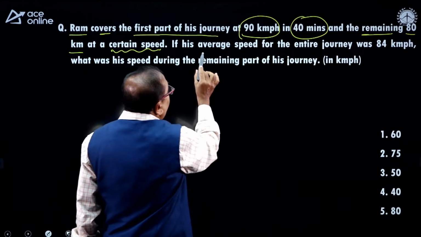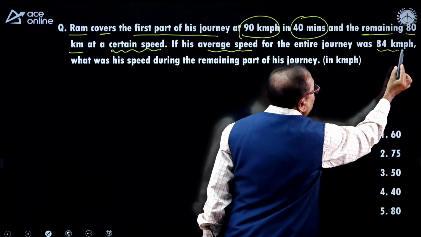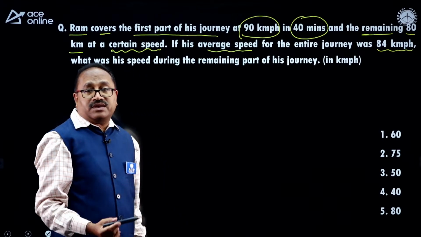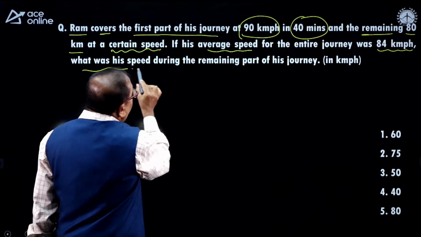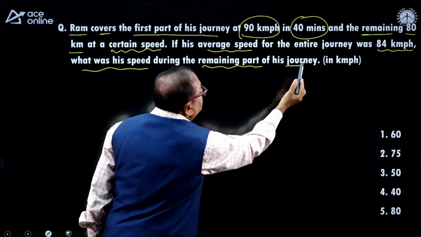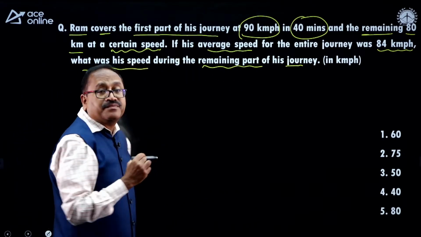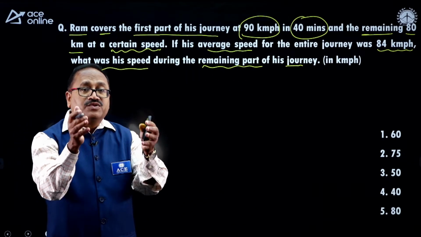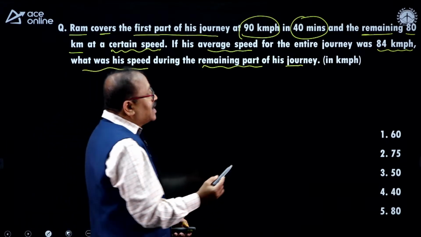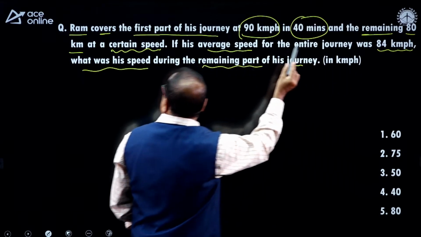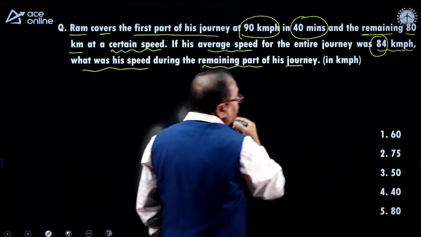Now what the question is, if his average speed for the entire journey is 84 kilometer per hour, for the entire journey, average speed is given to us, then what was his speed during the remaining part of the journey? What is the remaining part? Remaining 80 kilometer. So the remaining 80 kilometer, with what speed does he cover? This is the question. Whereas we have the average speed given to us, that is, for the entire journey, his average speed is 84 kilometer per hour.